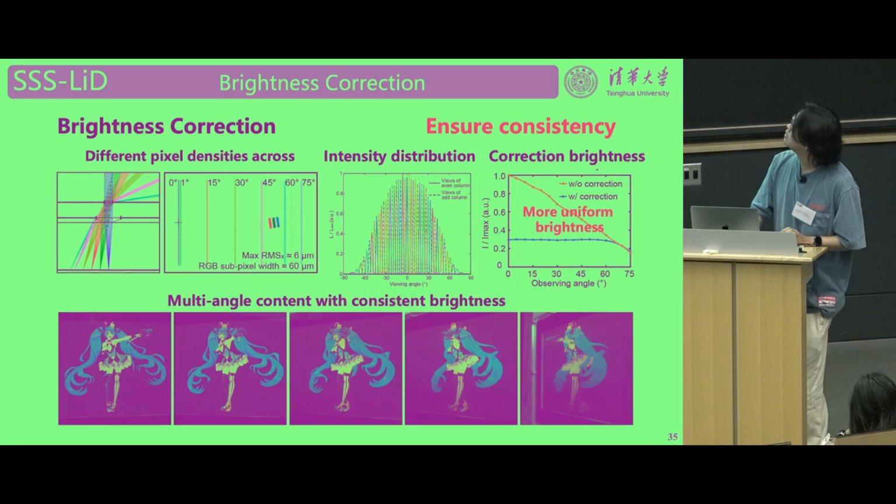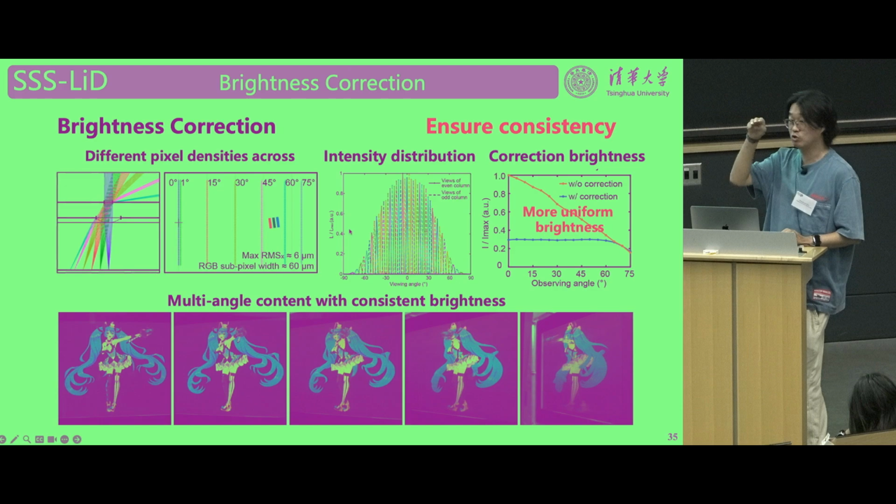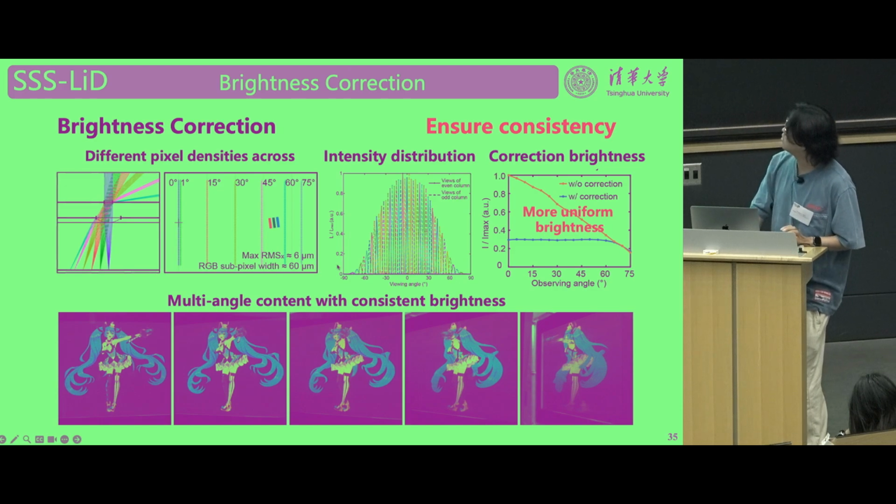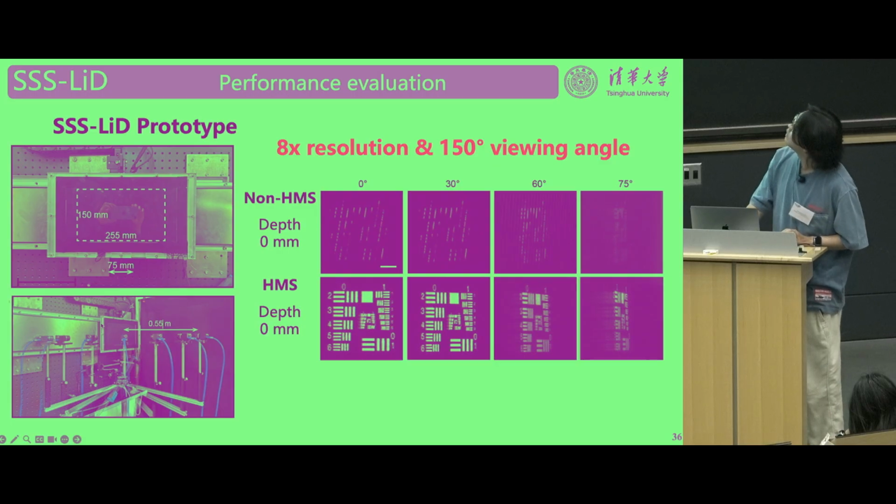Due to the pixel density change across the viewing angle, we easily calibrate by normalizing the intensity to the minimum intensity. So by changing the angle, the intensity can be stable like this. It's very simple. As a result, by combining the super Snell lens and HMS, we were able to get 8 times higher resolution compared to without scanning, and a 150-degree viewing angle like this.